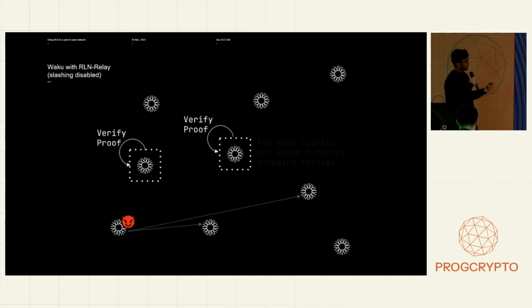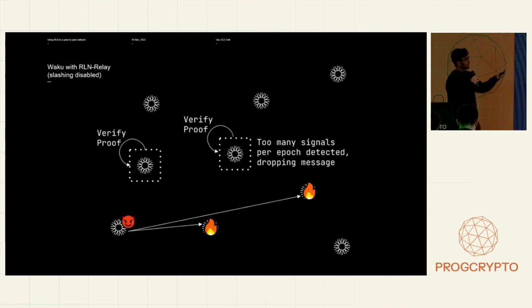The Waku nodes verify the proof and forward it. And when they detect that they have too many signals per epoch, they drop the message altogether. And you can see a few nodes have died, but the rest of the network is secure.